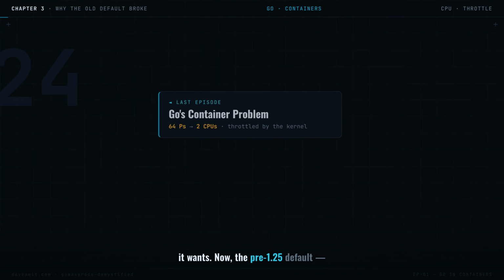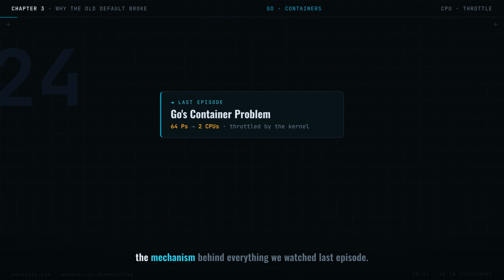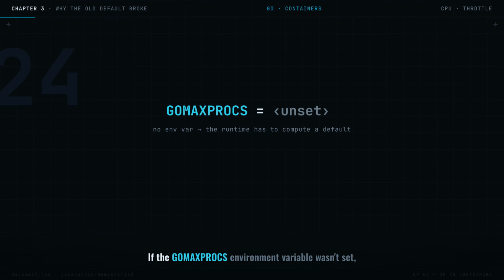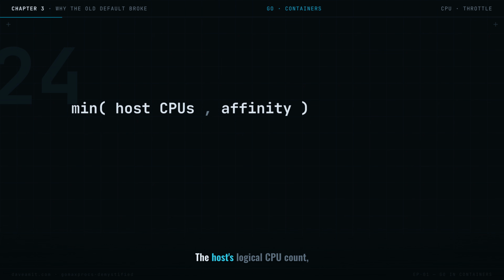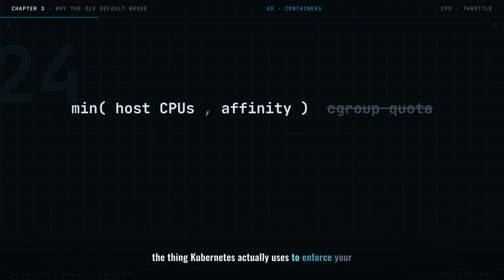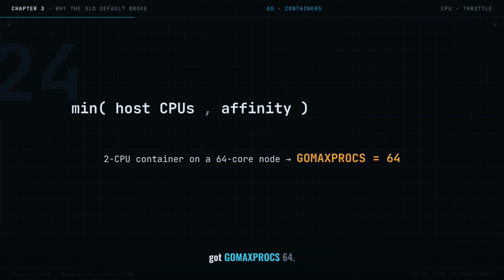Now, the pre 1.25 default, the mechanism behind everything we watched last episode. If the GOMAXPROCS environment variable wasn't set, the runtime computed the minimum of 2 things. The host's logical CPU count and the CPU affinity mask. That's it. The cgroup CPU quota, the thing Kubernetes actually uses to enforce your limit, was invisible to the runtime. So a 2 CPU container on a 64 core node got GOMAXPROCS of 64.